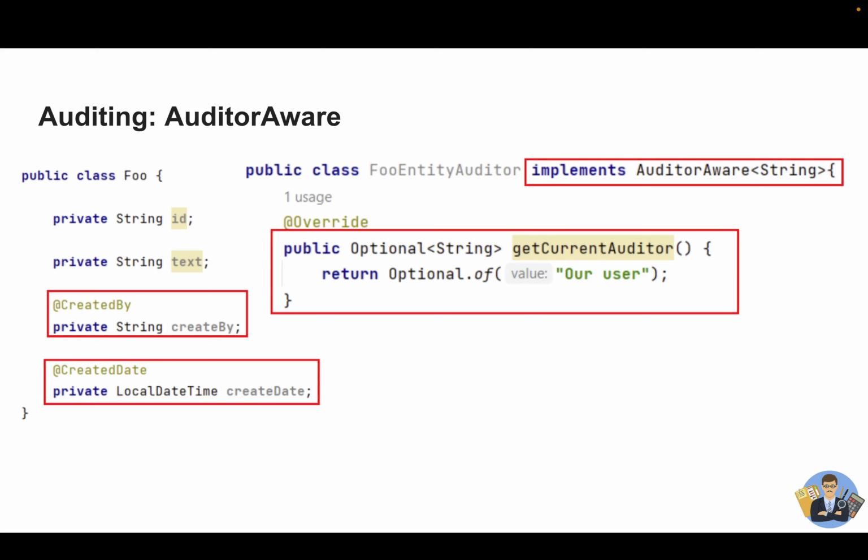Another important part of this functionality is the AuditorAware interface. Implementation of the AuditorAware interface requires us to override the method called getCurrentAuditor, and from this method we should return the auditor which will actually be populated into the field marked as CreatedBy. Here we can return, I don't know, a hard-coded value, information from the security context, information from the database, whatever.